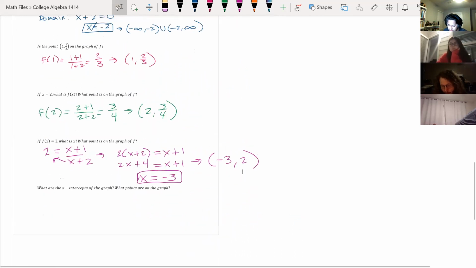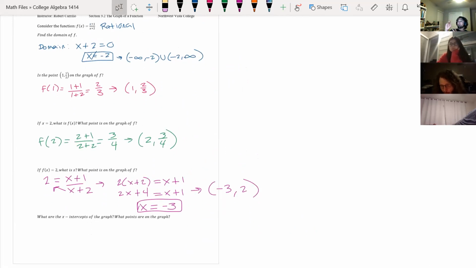All right, got the last one. What are the x-intercepts of this graph? So how do we find x-intercepts? What is the method for doing that? You said x equal to 0. Not x, but y. Because x-intercepts lie on the x-axis, what is the value of y on the x-axis?